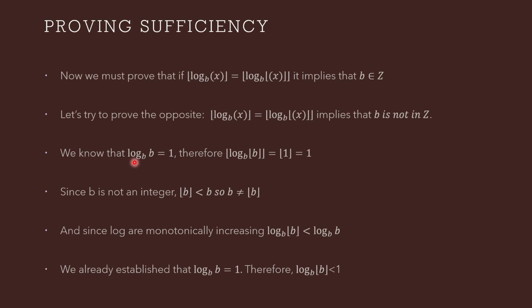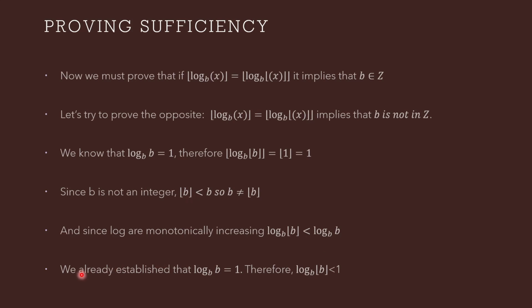So we know that log base b of b is going to be 1, since base and x are both b. Therefore, using this theorem, floor of log base b of b is going to be 1. And since b is not an integer, floor b is going to be less than b, of course, as stated by the rules of floor. So b is going to be unequal to floor b. And since logs are monotonically increasing, log base b of floor b is going to be obviously smaller than log base b of b, since floor b is smaller than b.